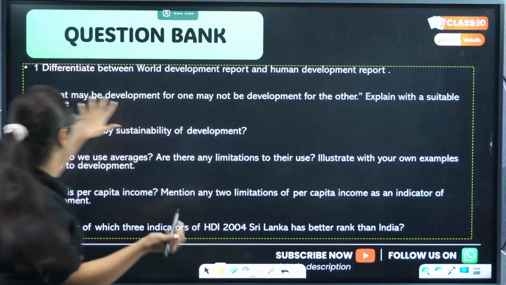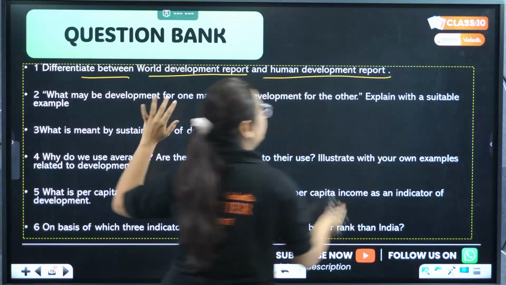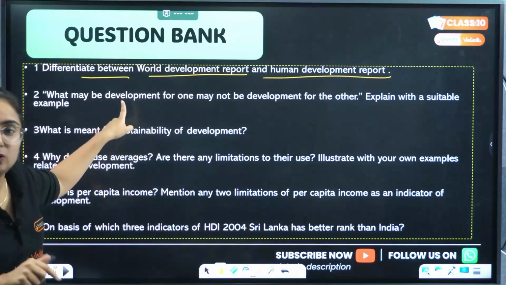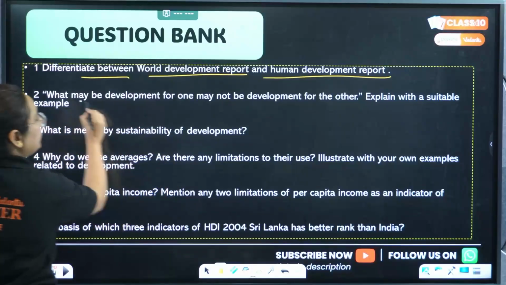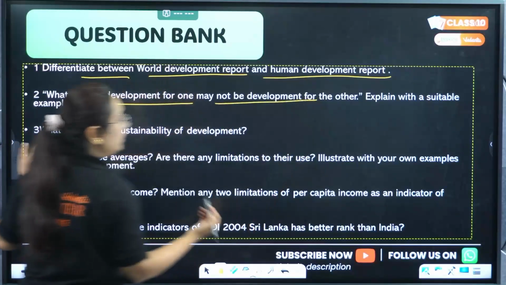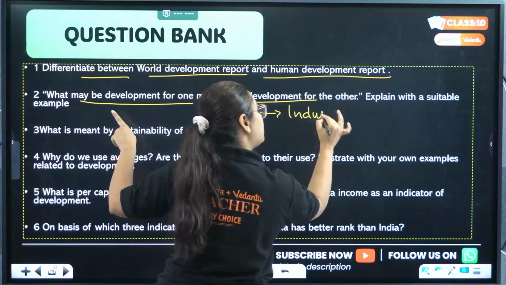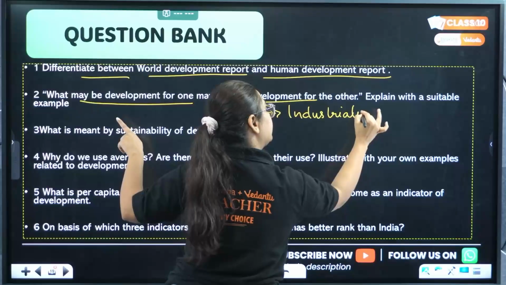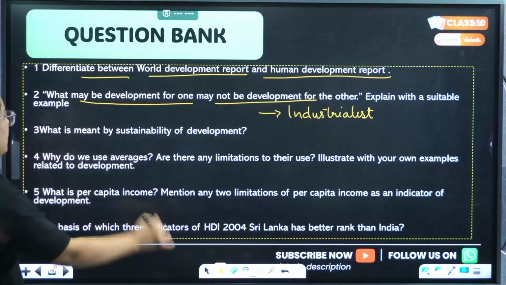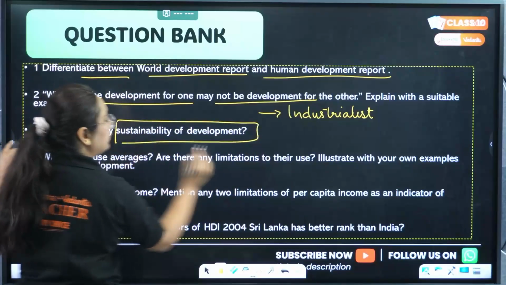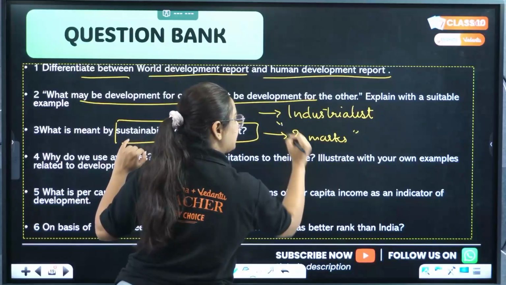The first question is: differentiate between World Development Report and Human Development Report. Exactly the same question I told you in between, and I even told you how to write it. Next is: what may be development for one may not be development for another. Explain it with the help of an example. We will tell the example of that industrialist we studied in the starting. Third is: what do you mean by sustainability of development? Yes, this question majorly comes for 3 marks, so you will explain that.